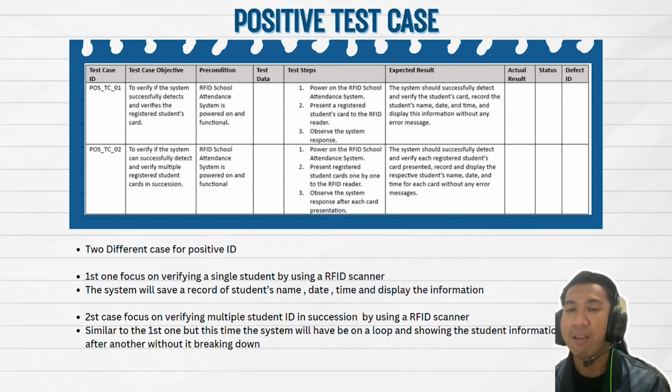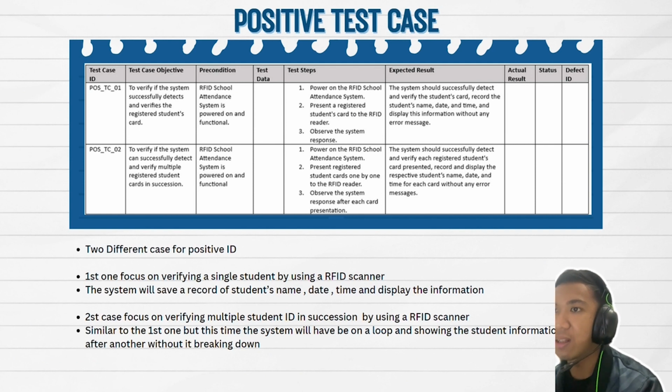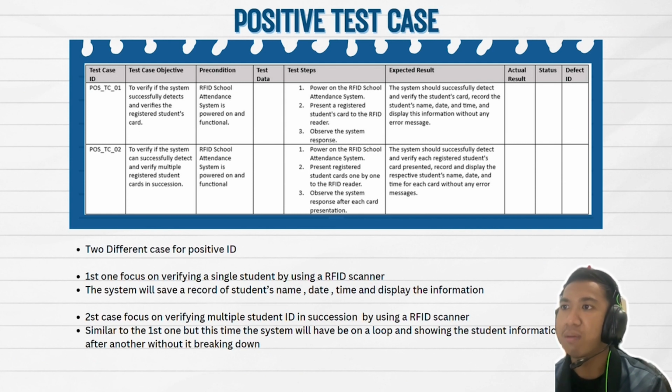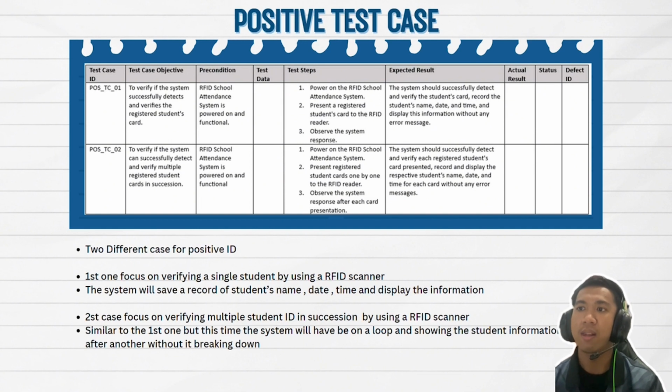Same as the second test case. The system should successfully detect and verify each registered student card presented, record and display the respective student's name, date and time for each one, without any error messages.